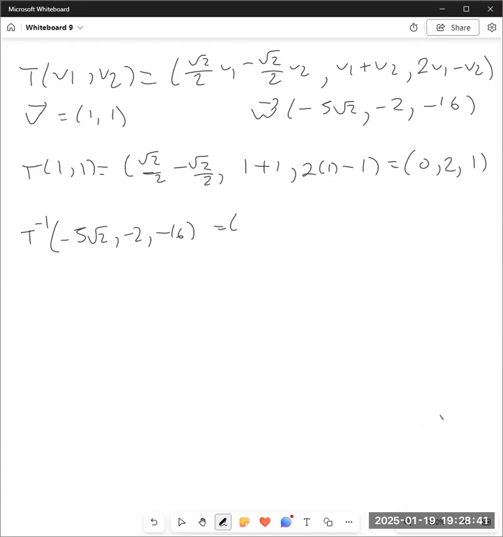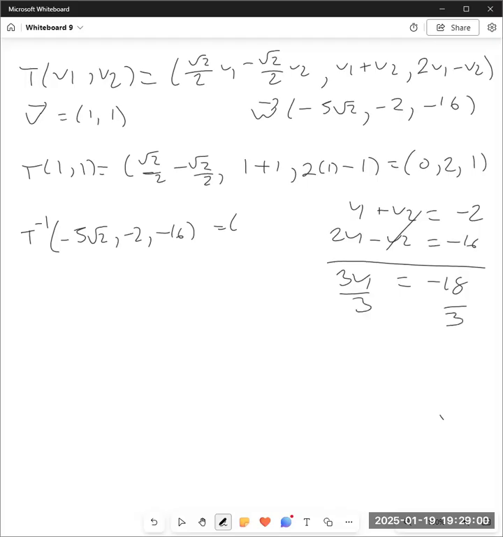Let's go for the easy ones. v1 plus v2 is equal to -2. 2v1 minus v2 is equal to -16. 3v1 is equal to -18, making v1 equal to -6. -6 plus v2 is equal to -2, making v2 equal to 4.